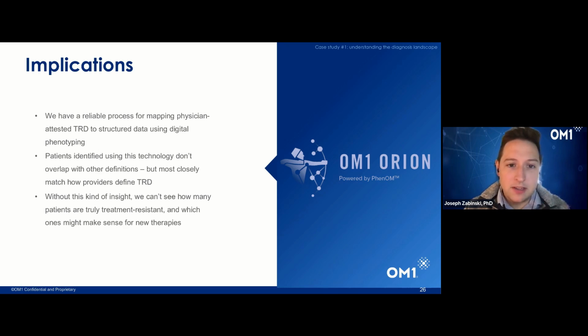The second point, patients identified using the technology don't always overlap with other definitions. And as I was just saying, that's really important. If we're building out a plan of how to reach patients with a new treatment modality, and we're not aware that these patients are out there and being missed, we won't plan for them. And that's really bad for them. And it's bad for us because we have something that could be helpful to them. Without this kind of insight, we are at risk of the same kinds of bias I was describing up front as well.